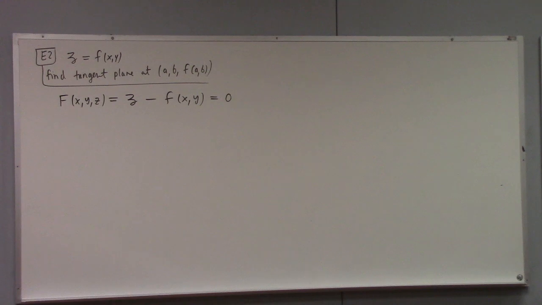A graph has to pass the vertical line test, right? Because it's z equal to f of x, y for each x and y. But the sphere, if I pierce it like this, I get this point and that point, let's say. They're both with the same x, y, and yet different z's.